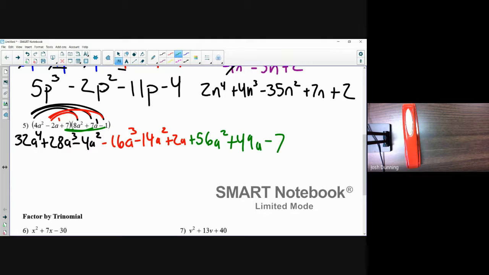So we got 32a to the fourth, can't do anything. No other a to the fourth. For my cubes, I only have 2. 28 minus 16 is 12, positive 12. Now for the squares, we got minus 4, then minus 14, so we're down 18 there, minus 18. Plus that 56 will bring you to 38.